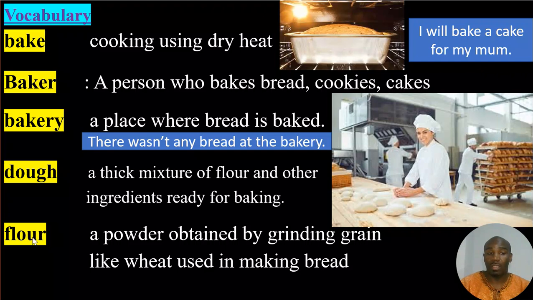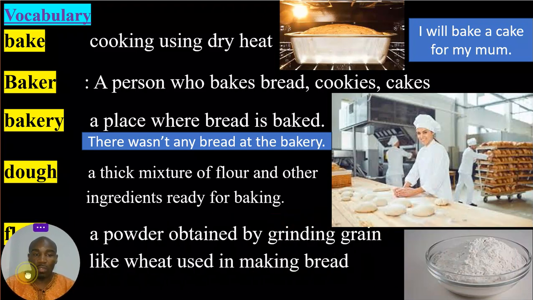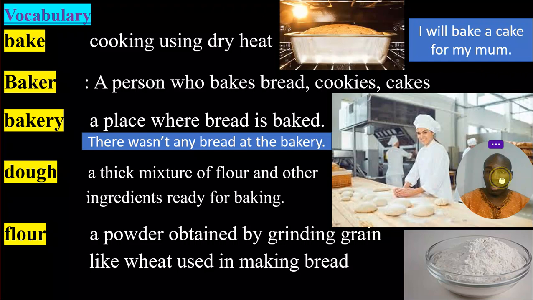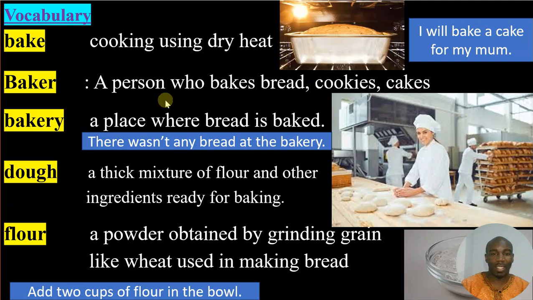Then we have flour. Flour is a powder obtained by grinding grain like wheat in making bread. So that's what we are calling flour. I hope you can see that. It's the one that we use to make bread. Is that okay? Okay, let us go on to the next part of our slide.